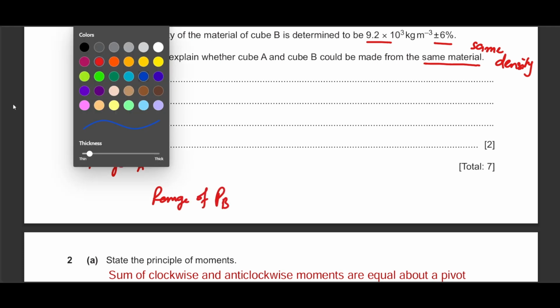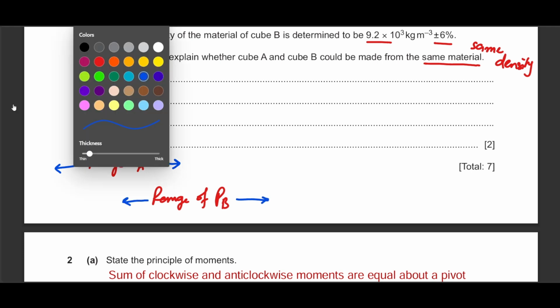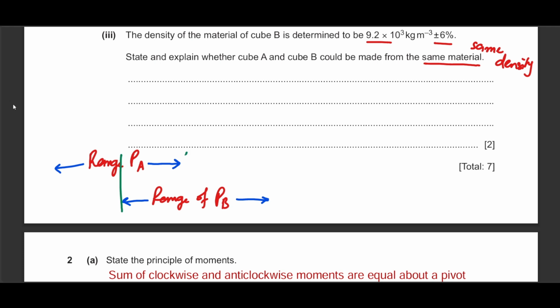So when you find the range, for example, it could be that it overlaps up to this point and the lowest point at this point, and B goes up to this and comes out to this. So there's going to be a region where the values of both densities will overlap. If that is the case, then we can conclude that yes, it is very likely that both materials are made of the same density.